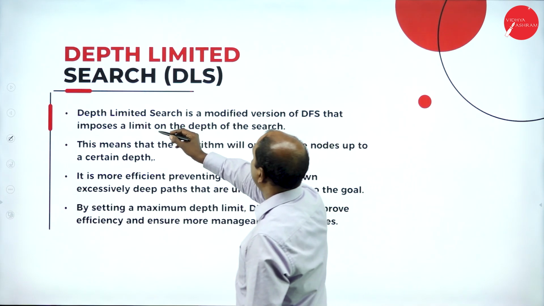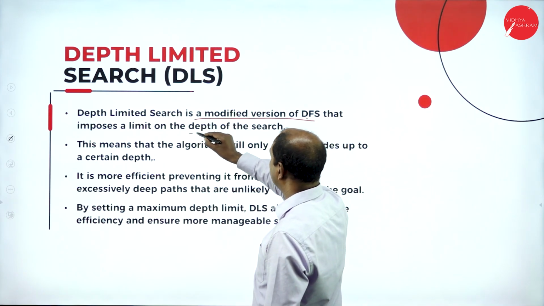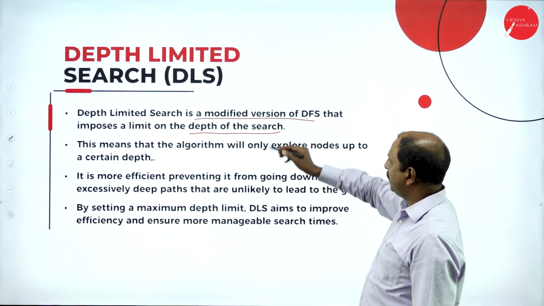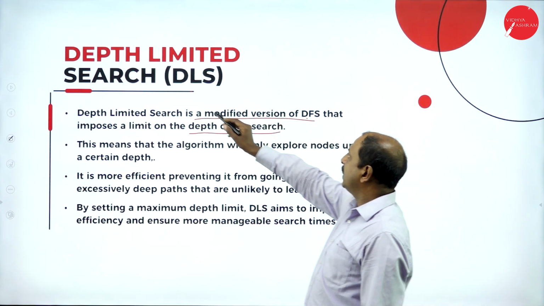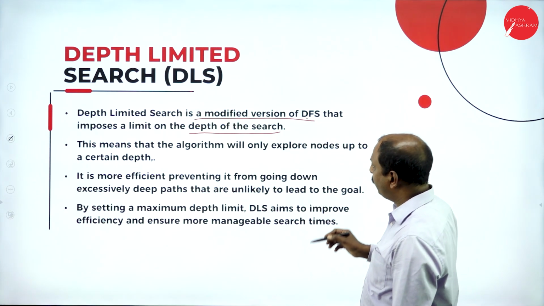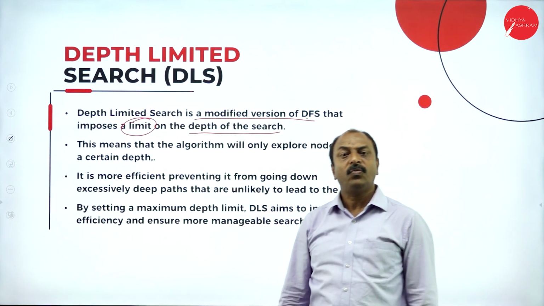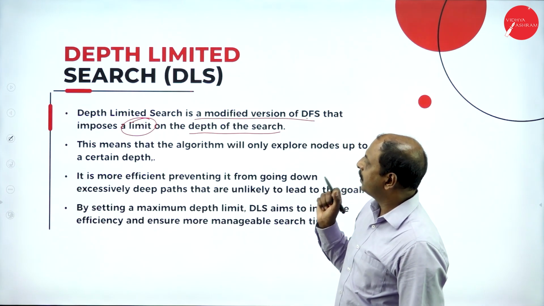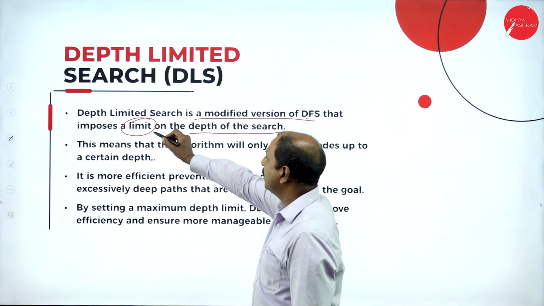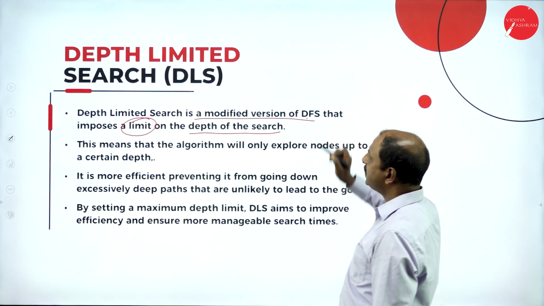It is a modified version of depth first search that imposes a limit on the depth of the search. This is the definition, and this is the difference between DFS, depth first search, and depth limited search. In this algorithm, we are going to define the limit. This particular algorithm searches for a goal or destination within the limit set at the beginning. That is the difference between this and depth first search.